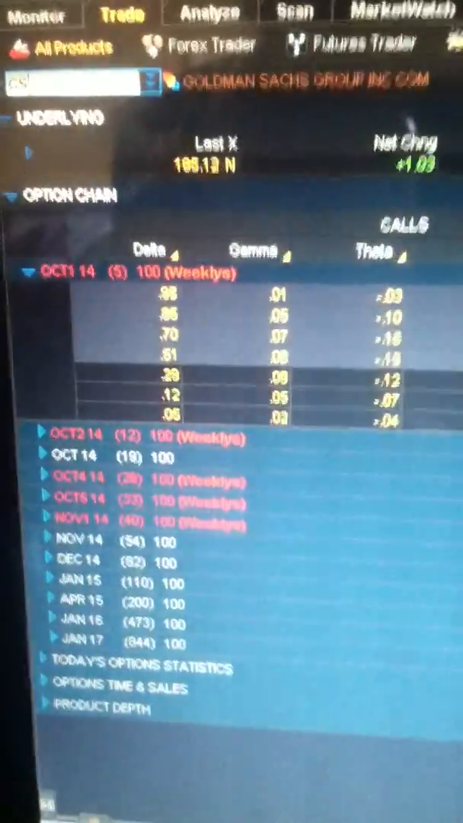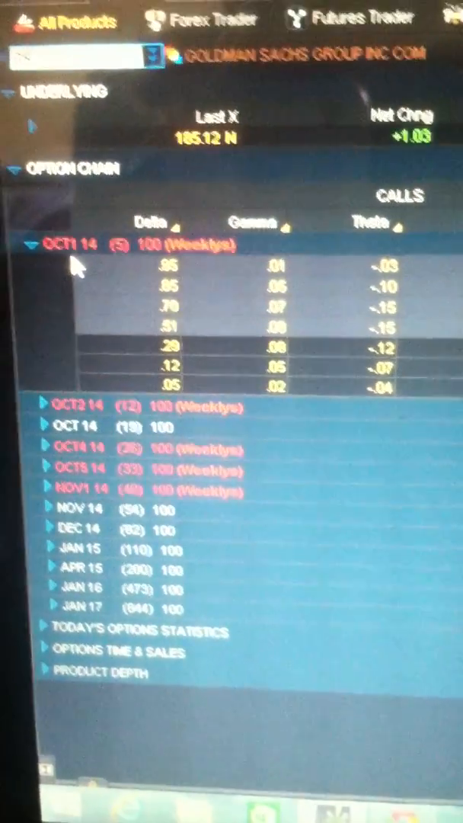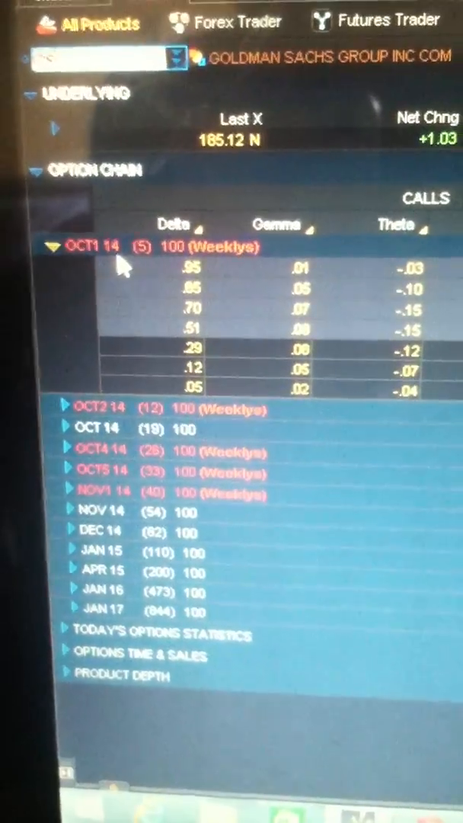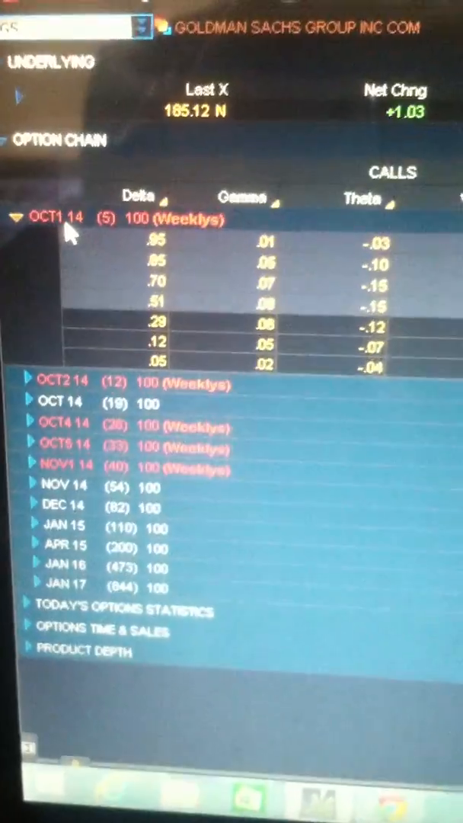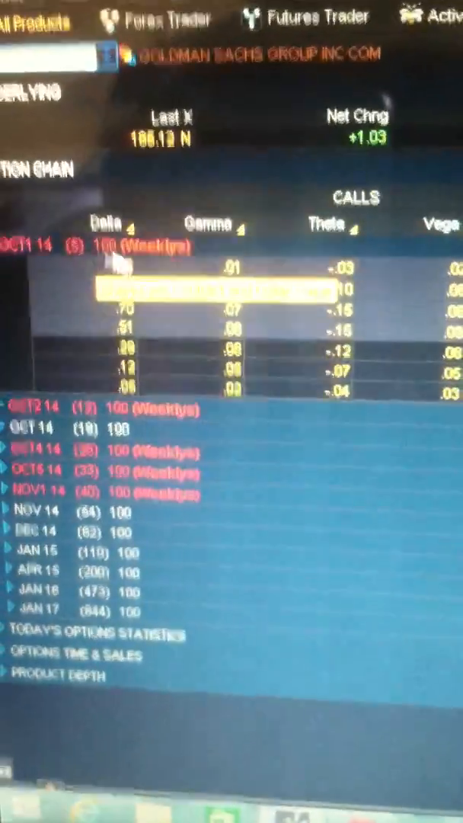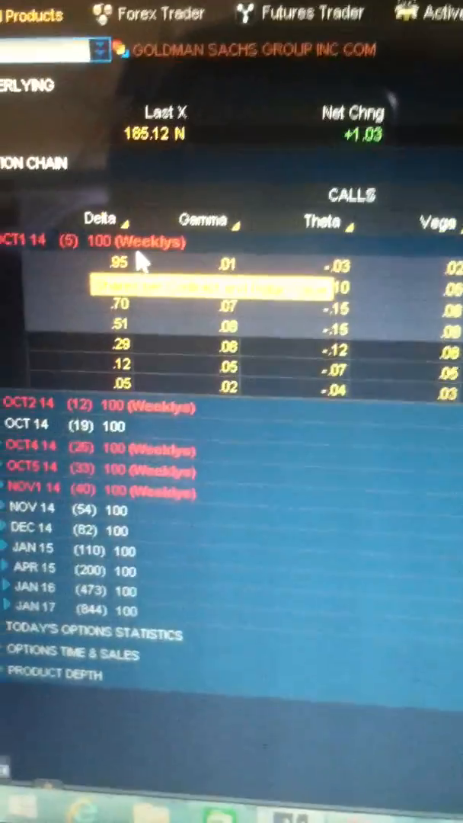For those who aren't familiar with an options chain, I'm just going to explain what we have here, the different setups we can put, and how they differ from each scenario. So first things first, actually, let's start from left to right. I think it would be easier. On the left-hand side, where it says October 14, this is the month October, 14 is the year, week 1. 5 days left to expiration, 100 weeklies. These are standard options in the 100 weeklies series. Weeklies mean they expire at the end of each week.